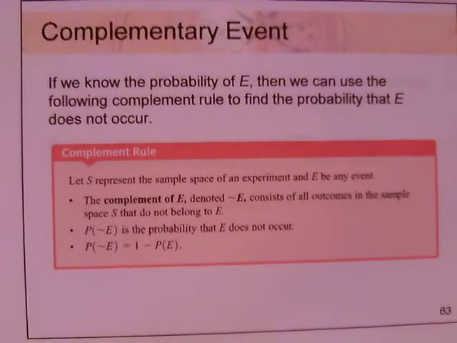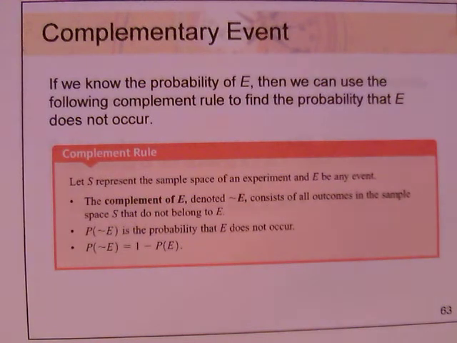If we know the probability of E, then we can use the following complement rule to find the probability that E does not occur. So here's the complement rule in this orange box. We're going to let S represent the sample space of an experiment and E be any event. The complement of E, which is going to be denoted by a squiggly mark in front of the letter E, consists of all outcomes in the sample space S that do not belong to E.